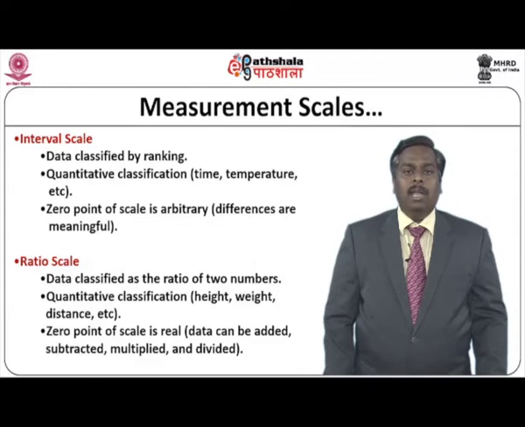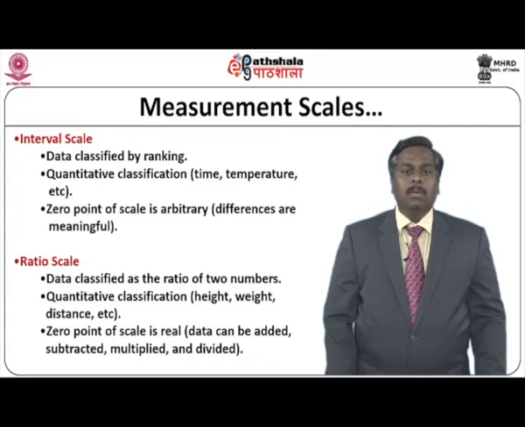For example, we can take height and weight, or height distance or weight distance. Accordingly, you can provide ratio information and handle the data. Here, the 0 point of the scale is going to be real information. So, data can be added, it can be subtracted, or it can be multiplied. Some kind of arithmetic operation may be performed on ratio scale values.